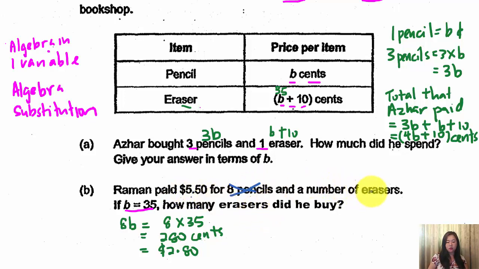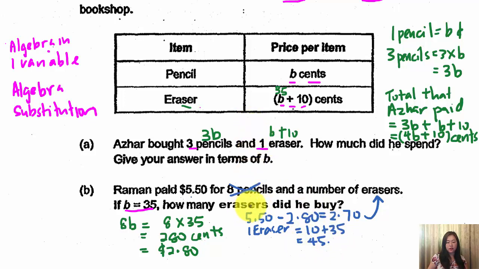So the amount spent on the eraser will be $5.50 minus $2.80, which is equal to $2.70. So $2.70 was all used to pay for the eraser. And how much is one eraser? It is actually 35 plus 10. So the price of one eraser is actually equal to 10 plus 35, which is equal to 45.